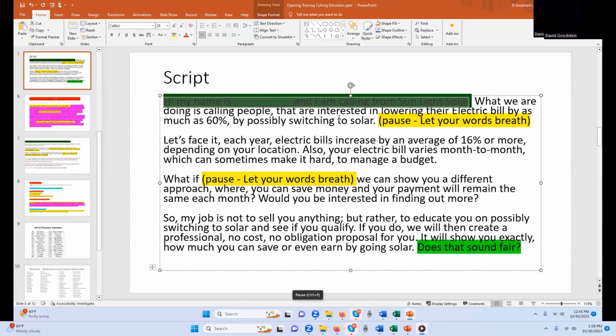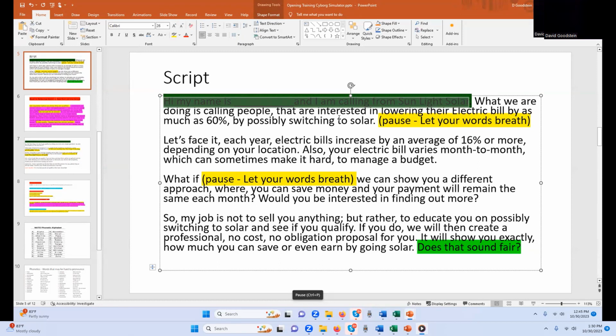Either they do or they don't. If they don't, you're not interested in saving over 60% on your electric bill? They say no the second time, hang up on them. Again, we're controlling the conversation.